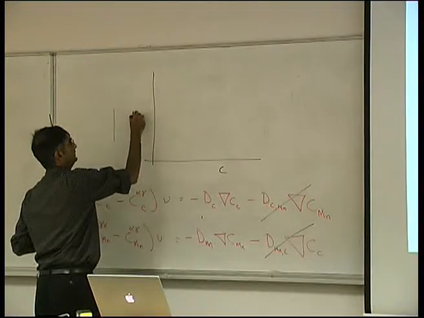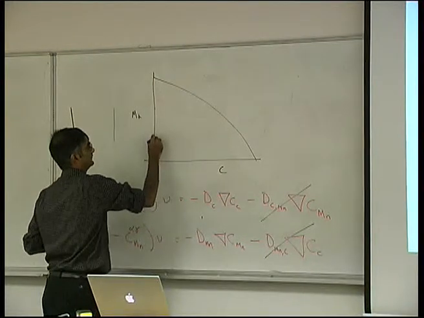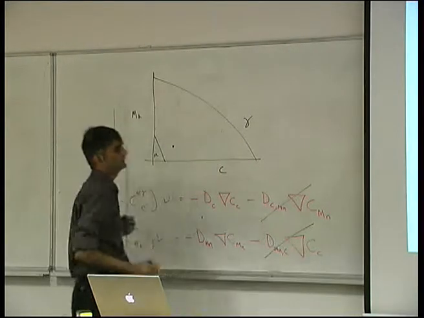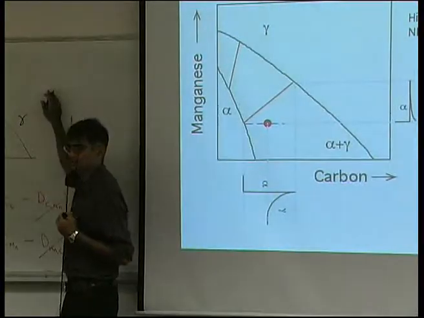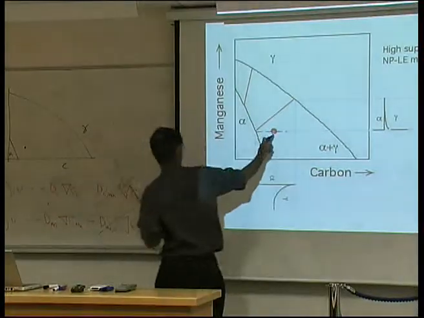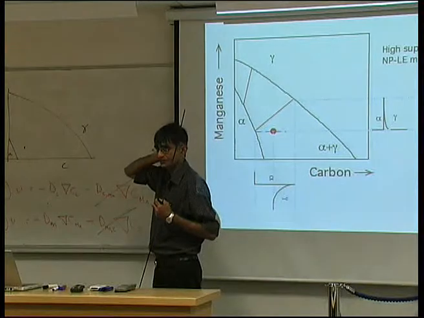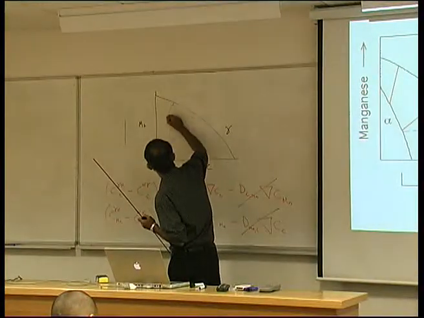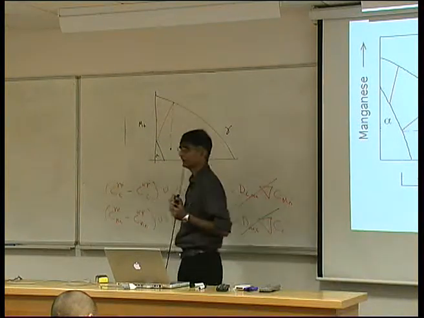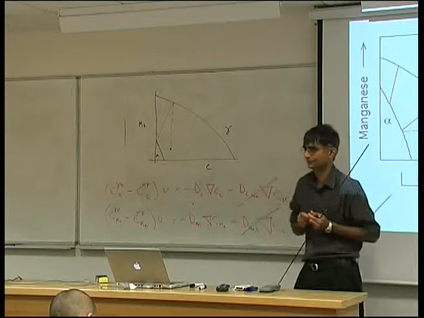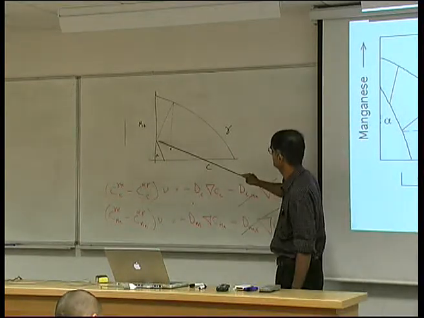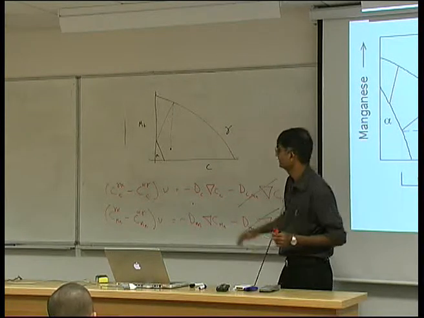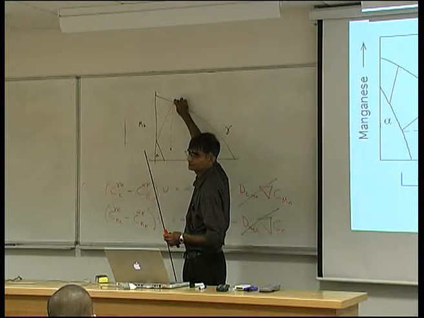So carbon, manganese, and this is my alpha plus gamma phase field. Supposing I take an alloy here, at a high supersaturation, far away from the gamma phase field, and I try to draw a vertical line through this instead of a horizontal line, and pick that as my tie line. Can you see anything wrong with that? Now the interface compositions are given by that point and that point, and that is the average. It's not possible. Both of them have got a higher manganese concentration than the average.